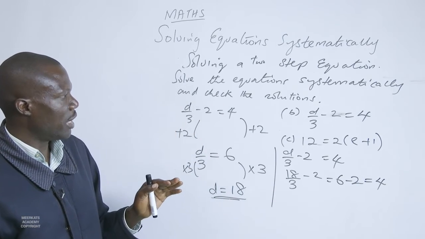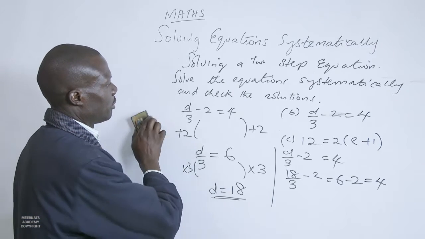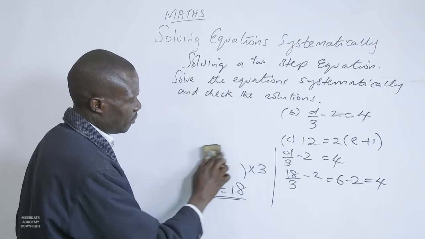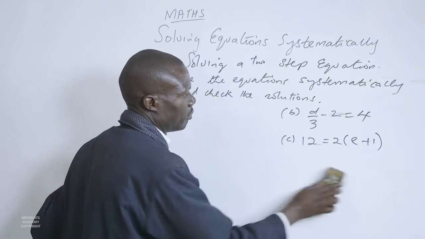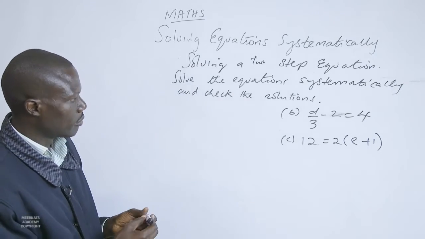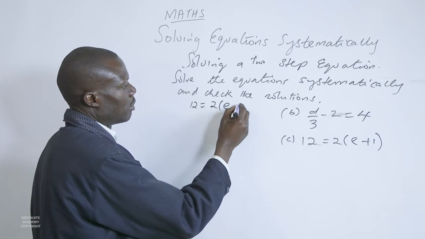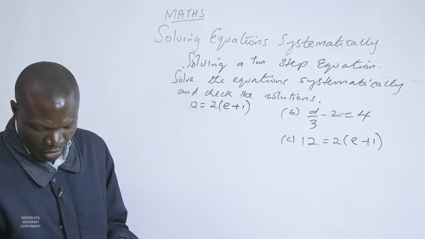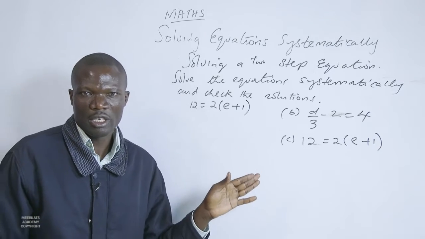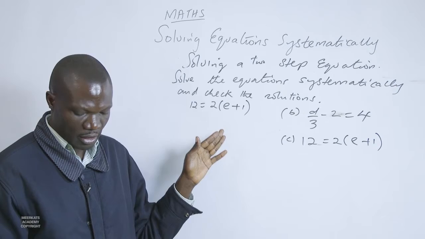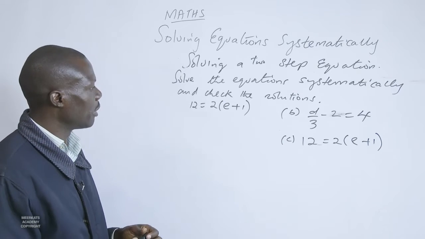Looking at the last question, the question is 12 is equal to 2 in bracket e plus 1. It is e plus 1.